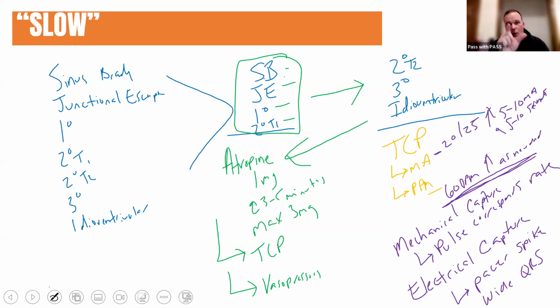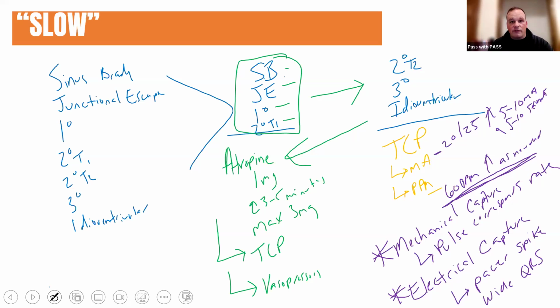Now, the reason that is a wide QRS complex is because we are actually serving as a ventricular pacemaker at that point. We are physically causing the ventricles to squeeze and to contract and to depolarize with our external pacemaking, which gives us that wide complex QRS. Okay, so we have to have both of these in order for our transcutaneous pacing to be effective.